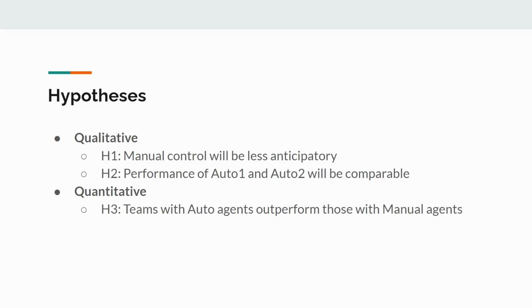Given this test, the 3 hypotheses the paper wanted to test were: 1, manual control will be less anticipatory; 2, the performance of Auto 1 and Auto 2 will be comparable. And in the quantitative sense, in the third hypothesis, they wanted to test that teams with auto agents outperform those with manual agents.